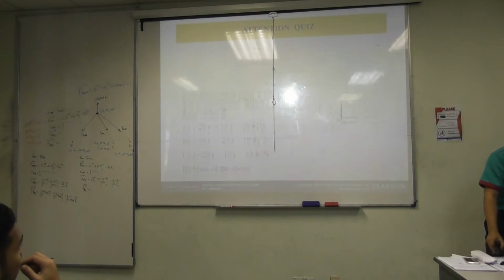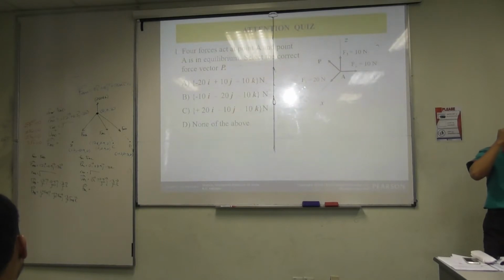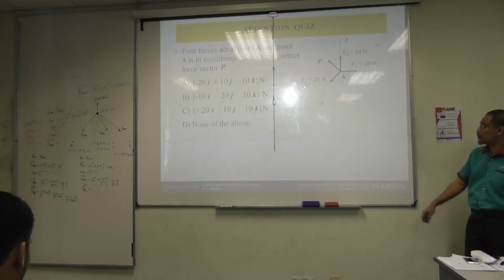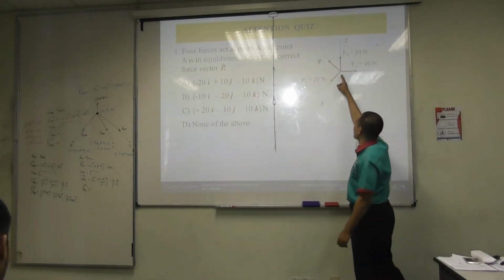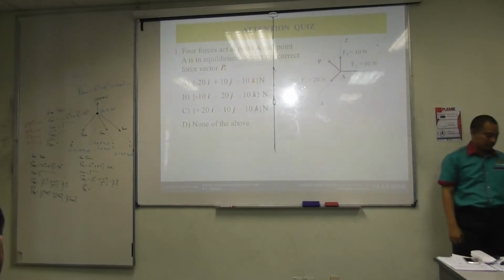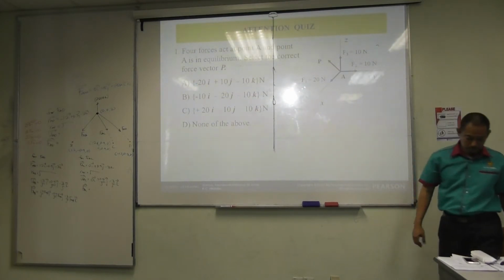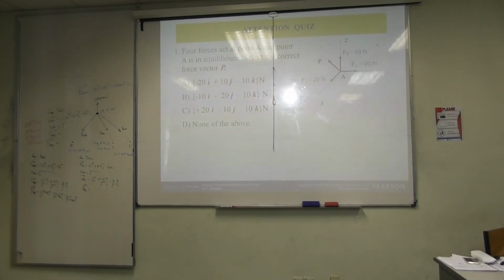Attention quiz. Alright, 4 forces act at point A, and point A is in equilibrium. So imagine there's point A there. So we have 4 forces, the 3 in blue and 1 in red. So 4 forces act on point A, and point A is in equilibrium. So select the correct force for vector P. Which one is it? The red one.